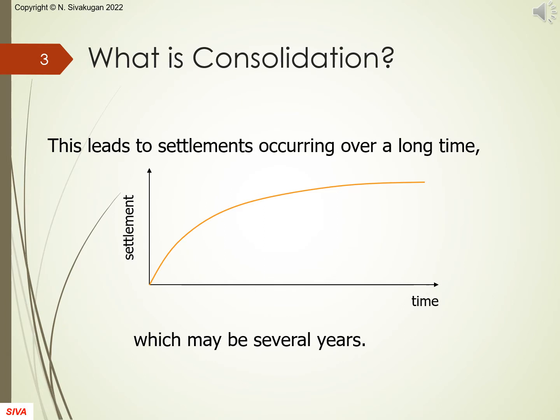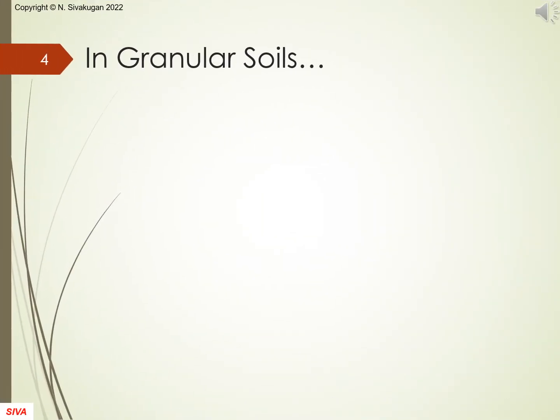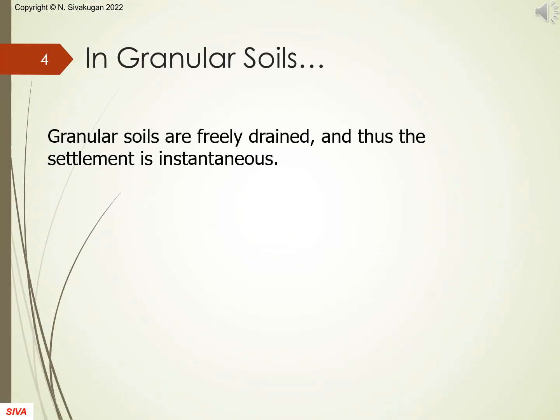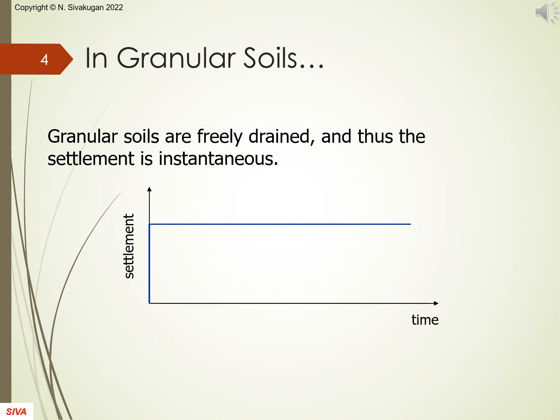As a result of the reduction in void ratio, settlement occurs over a long time in clays. Granular soils settle too, but they occur almost instantaneously. They have high permeability and are freely drained, and hence the consolidation process is almost instantaneous.